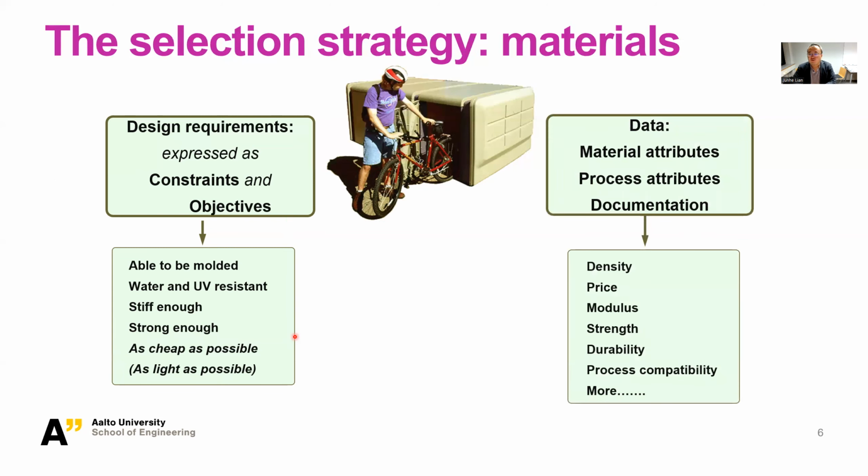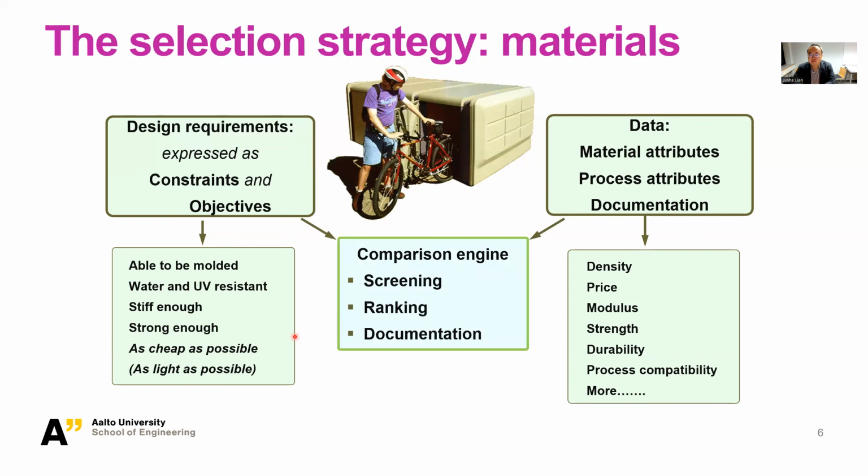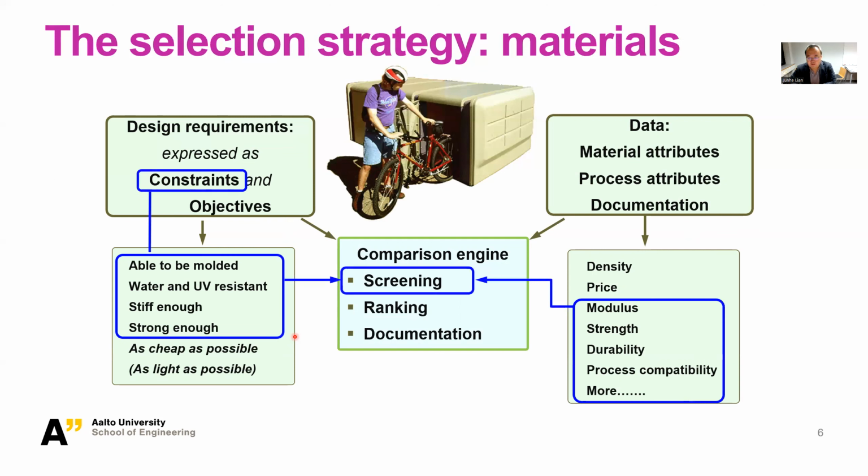And here I'm going to show you how we do this comparison. Once you have identified your constraints and objectives from your design requirements, we need to move to the second step, which is the so-called screening. We can easily compare the constraints with certain material property data. For example, if we want it to be water resistant, then we know if it's yes or no.